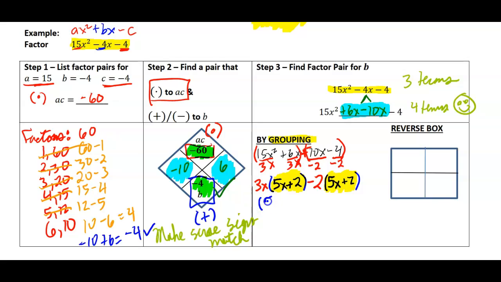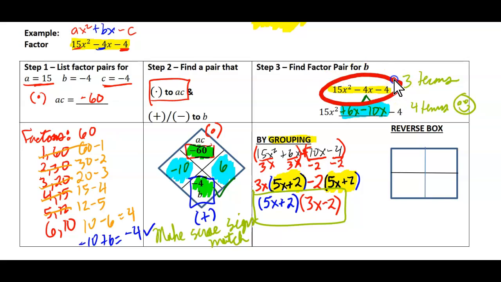So that is now what I'm pulling out, 5x plus 2. And then what I did not highlight, what I did not pull out is 3x minus 2. And that is my factor pair. So now I have changed it from an expanded set with no factors to a factored pair with parentheses. So if I break it down, 5x plus 2 multiplied by 3x minus 2 will give me back 15x squared minus 4x minus 4.